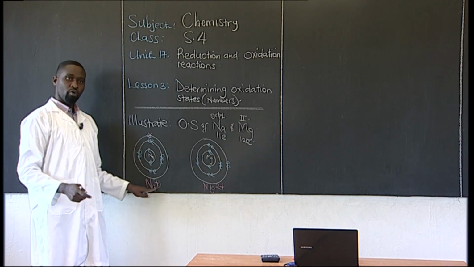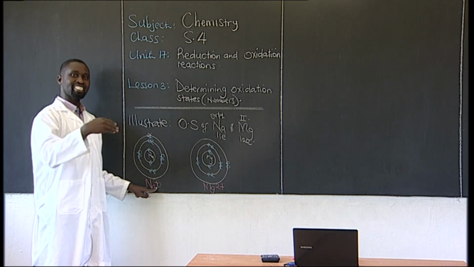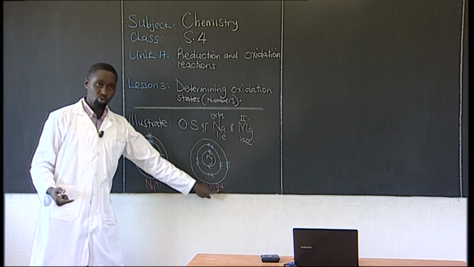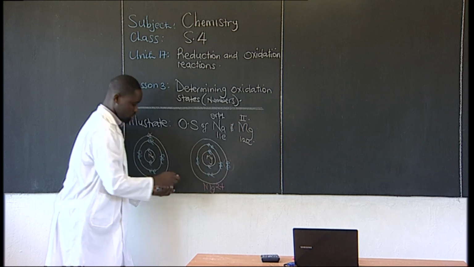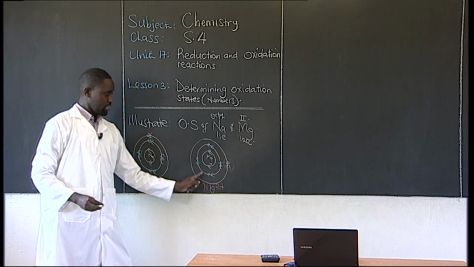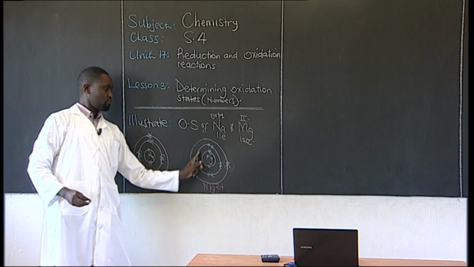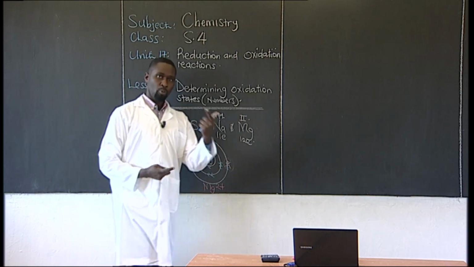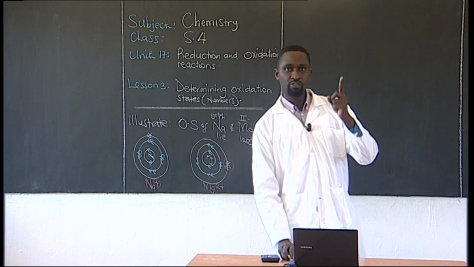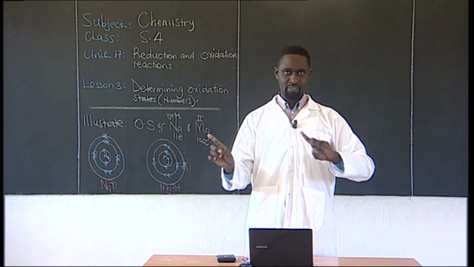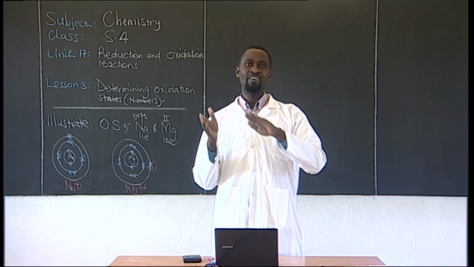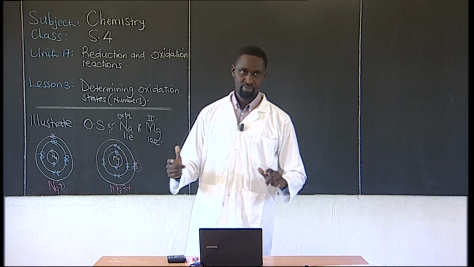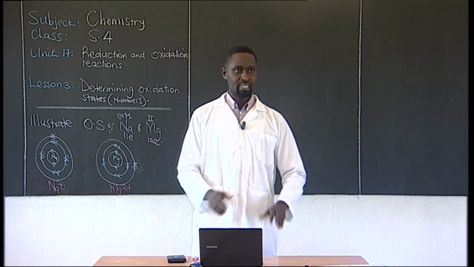So group 1 will always have a positive 1 because they easily lose the outer electron to form a positive 1. Group 2 lose 2 electrons to attain the stable electronic configuration with octet arrangement. So in this case, any group 1 and group 2 element will always have a positive 1 and positive 2, respectively, because they have high tendencies of losing 1 electron and losing 2 electrons. I think that is very understandable.